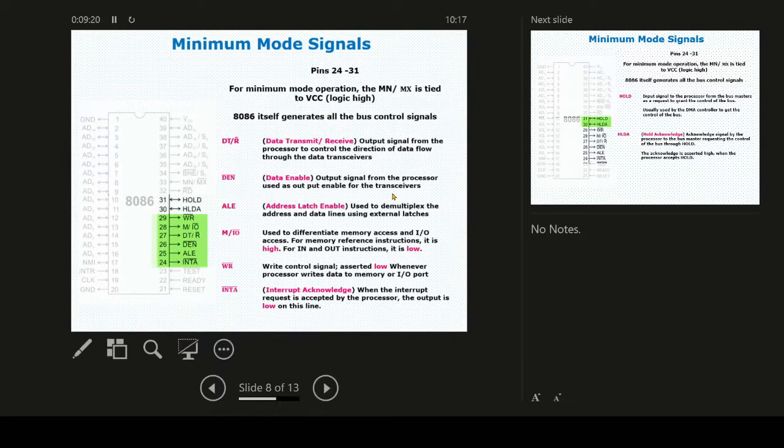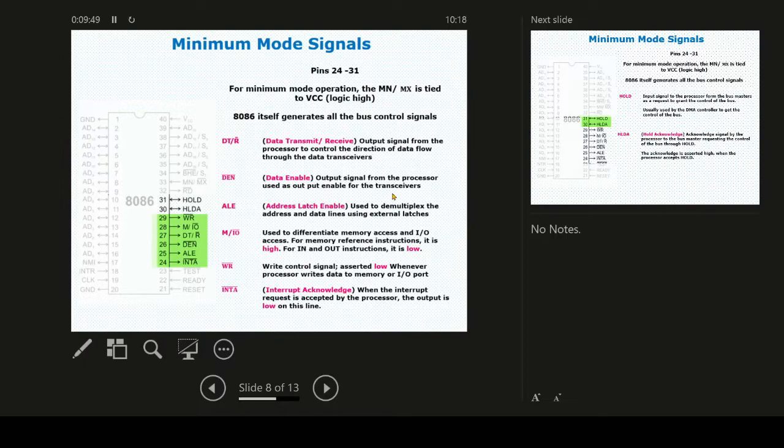So for working in the minimum mode, we first want to learn about DT/R and DEN. What is DT/R? It's the data transmit or receive, and DEN is the data enable. This structure mainly configures the data transmission to the data transceiver.